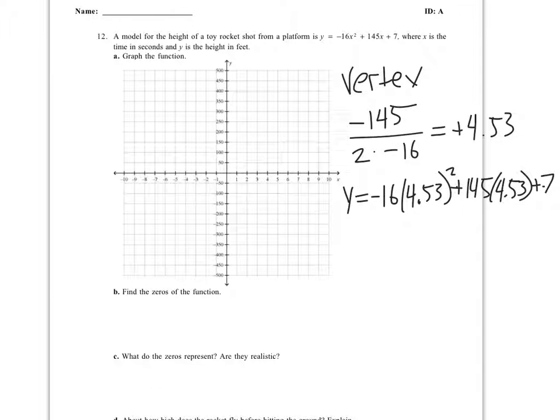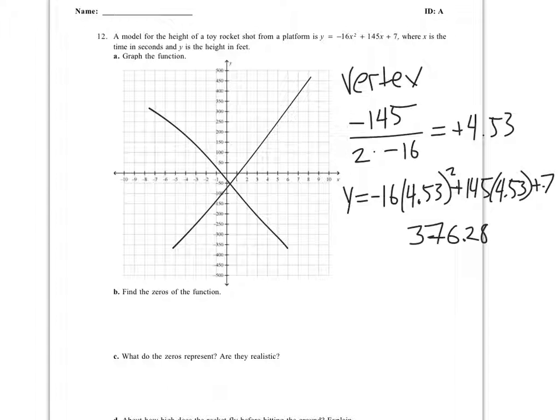I get 376.28. Graphing this doesn't seem to make a lot of sense here, so I'm not even going to bother with that. Zeros of the function. Well, I found the vertex, so that might come into play later on. So that's where 0 equals y. Negative 16x squared plus 145x plus 7. I'm going to use quadratic on this.